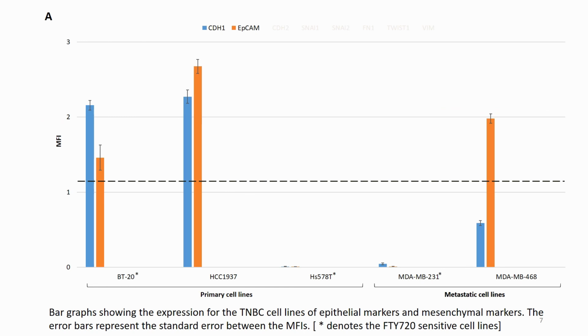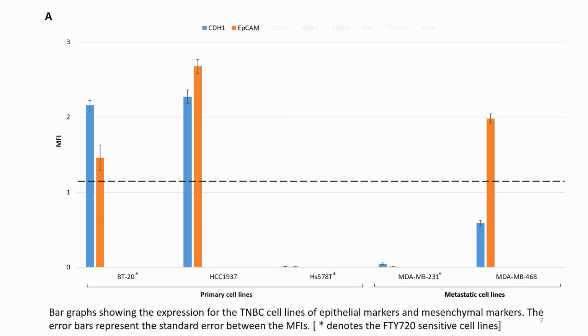Now, why did we want to go for multiplexing? It's basically because cell biology is dynamic, cell biology is complex. When you look at some of the cell lines that we used, here we divide them as primary cell lines and metastatic cell lines, and those that are sensitive to FTY720 are marked with an asterisk here.